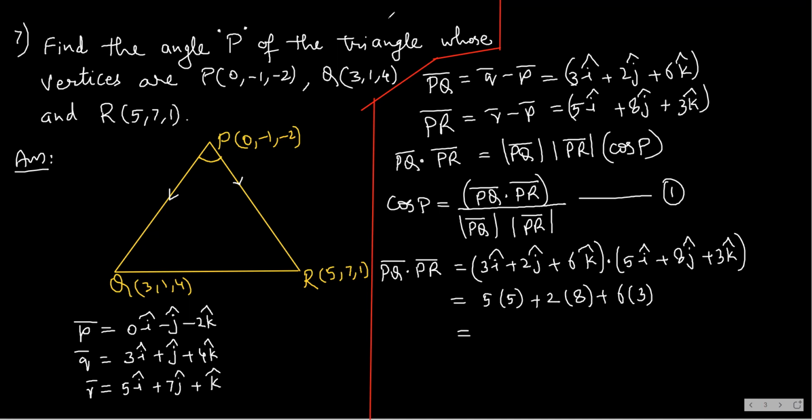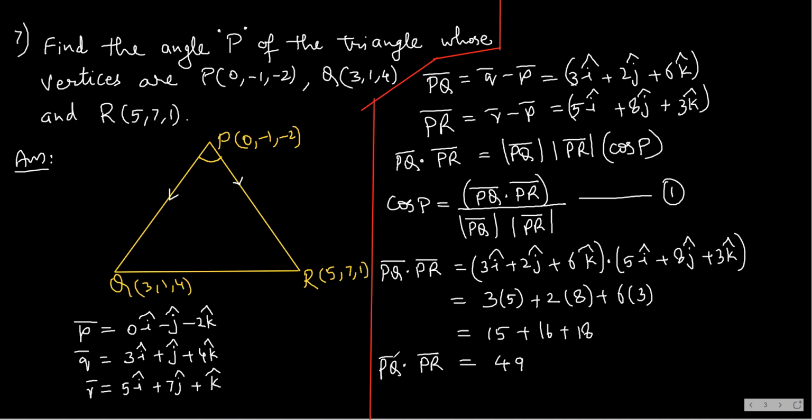I made a mistake here. It is 3 into 5 plus 2 into 8 plus 6 into 3. This is 15 plus 16 plus 18. So 15 plus 16 is 31, and 31 plus 18 gives 49. You get here 49. So this is PQ bar dot PR bar.